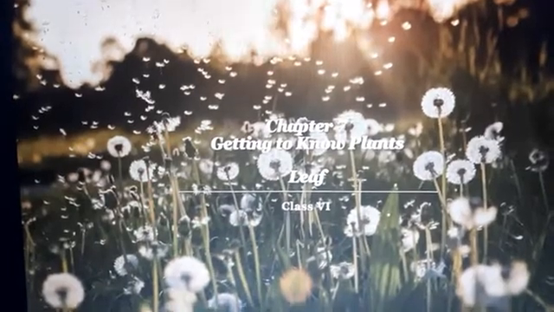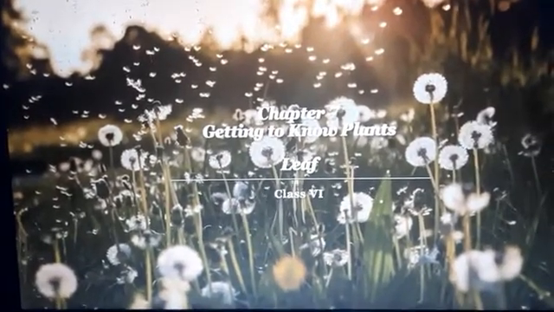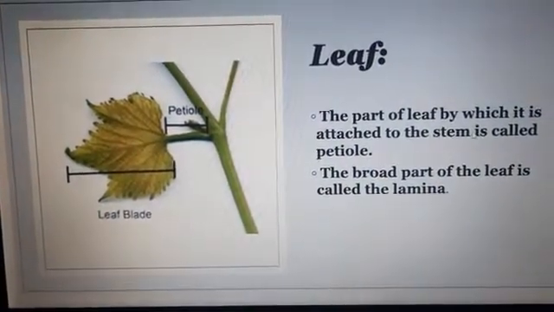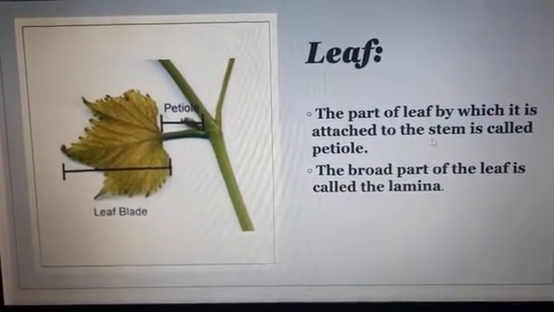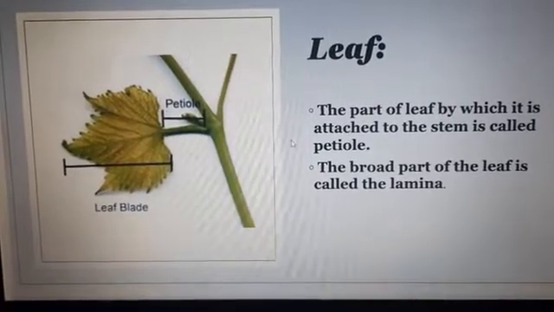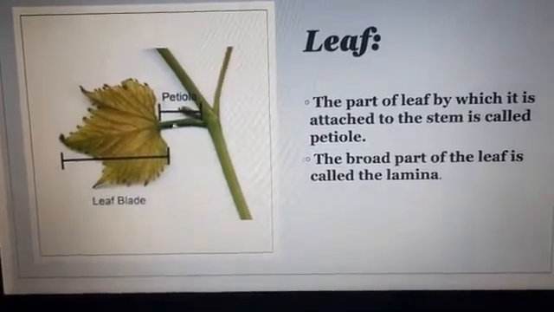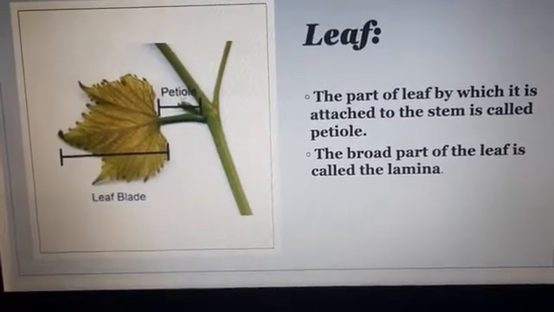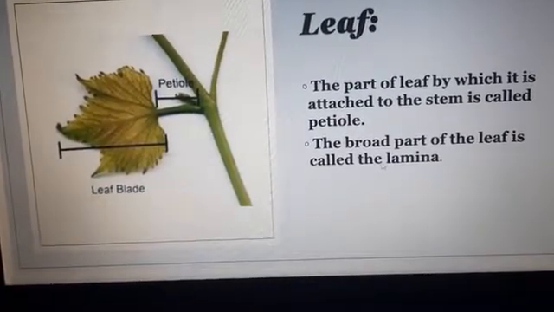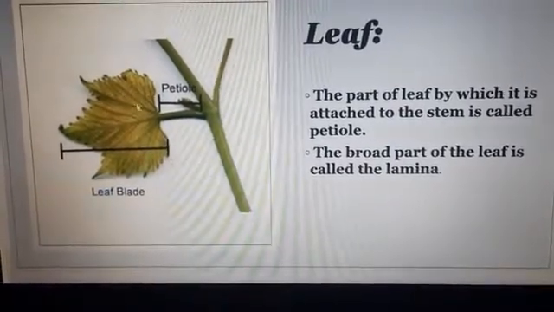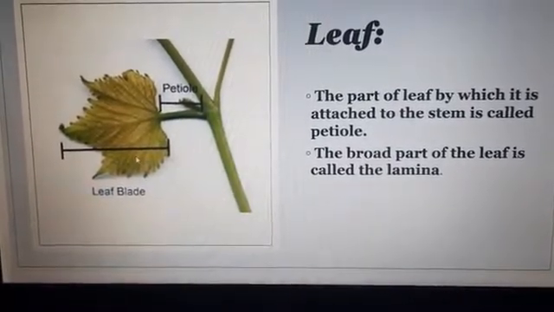Today we will study Getting to Know Plants, the leaf. The part of the leaf by which it is attached to the stem is called the petiole. So, this is the stem and the leaf is attached to the stem through the stalk, which is called the petiole. The broad part of the leaf is called the lamina.